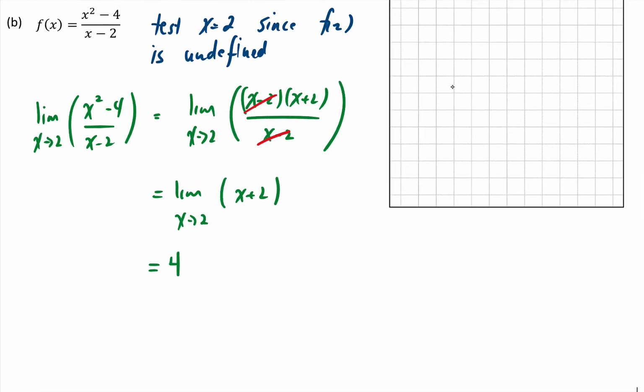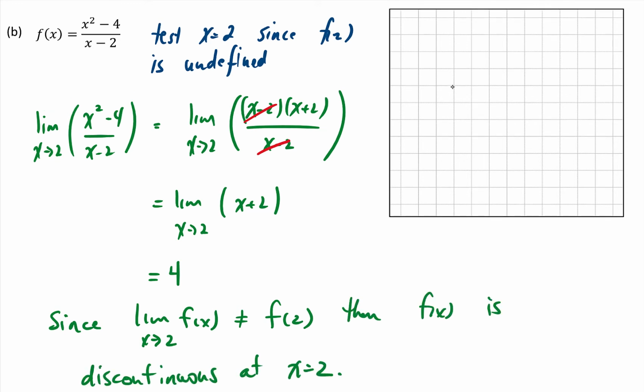So this does pass the first condition. However, we already know that f at 2 is undefined. So this fails our second condition. Since the limit as x approaches 2 of f of x does not equal f at 2, then this function is discontinuous at x equals 2.